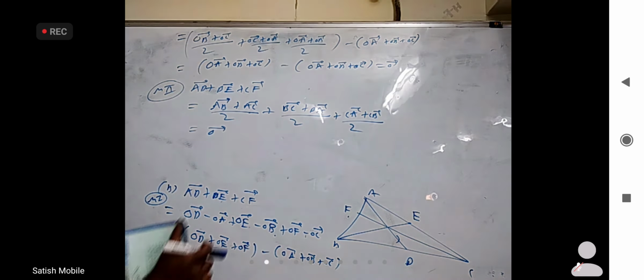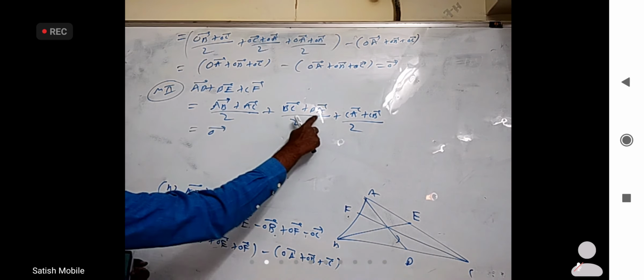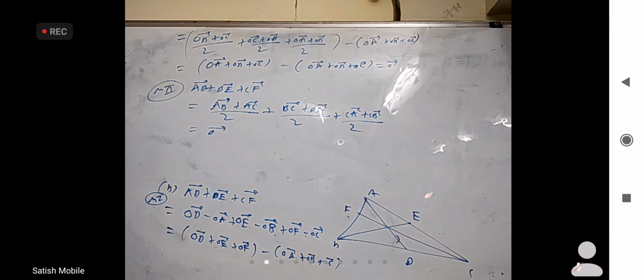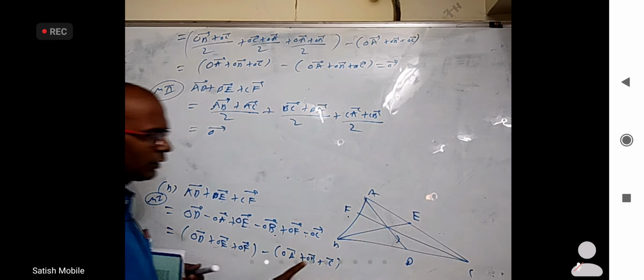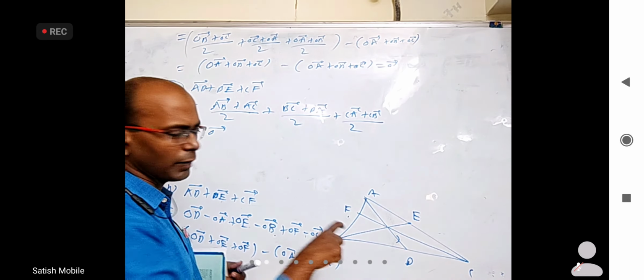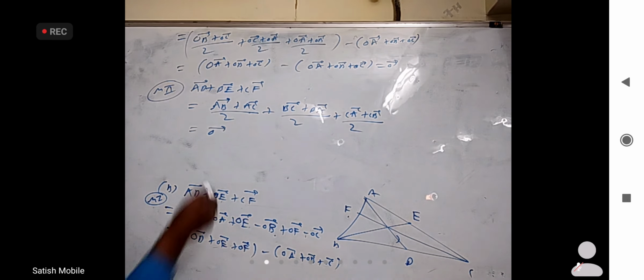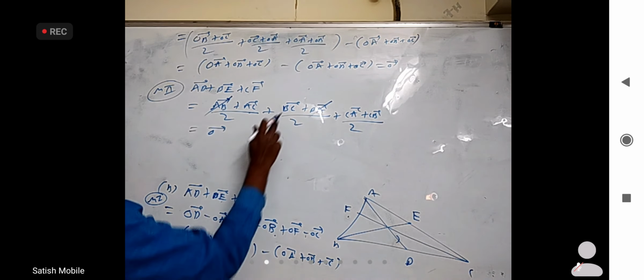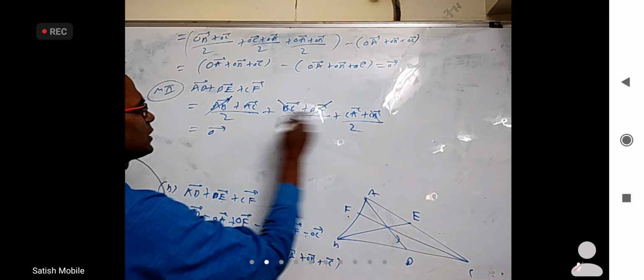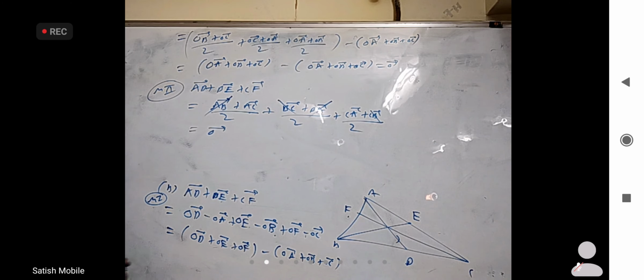Okay. Now, will AB bar and BA bar cancel out? AB bar and BA bar have the same magnitude but opposite direction, they cancel out. So these two will cancel, BC and CB will cancel, AC and CA will cancel. That's it, you got a null vector. In fact, this is easier than the first one, and more straightforward to see.